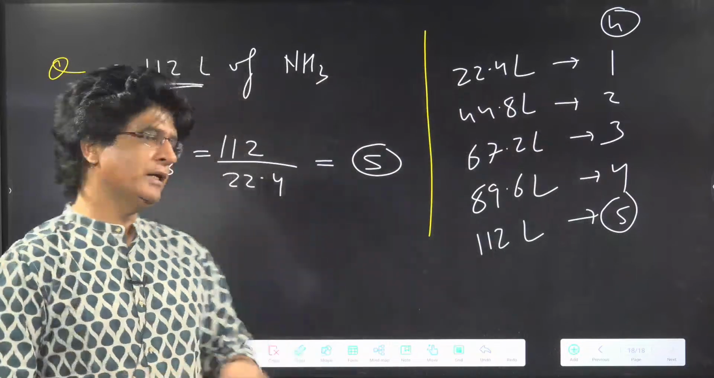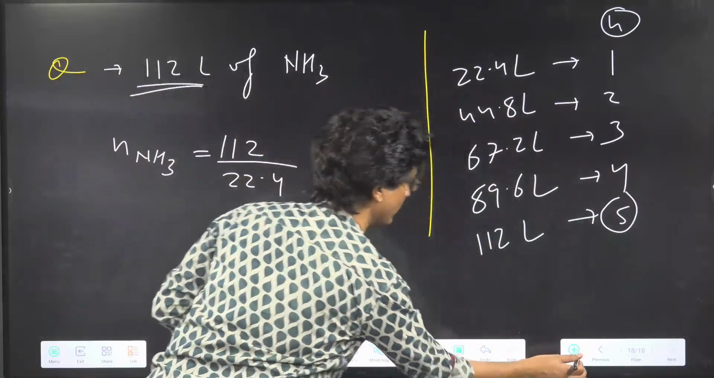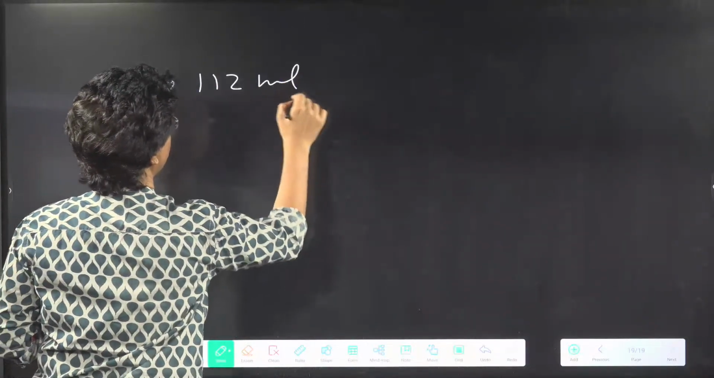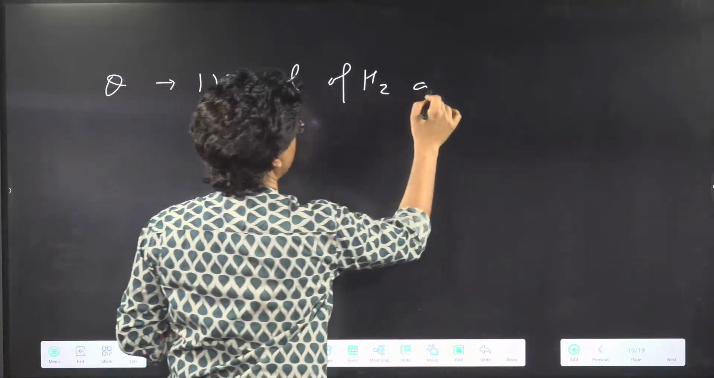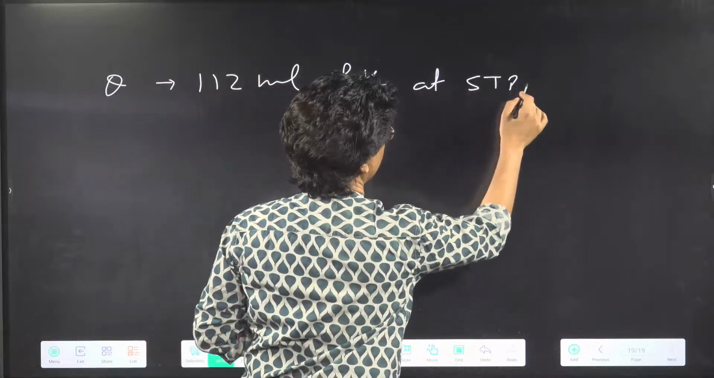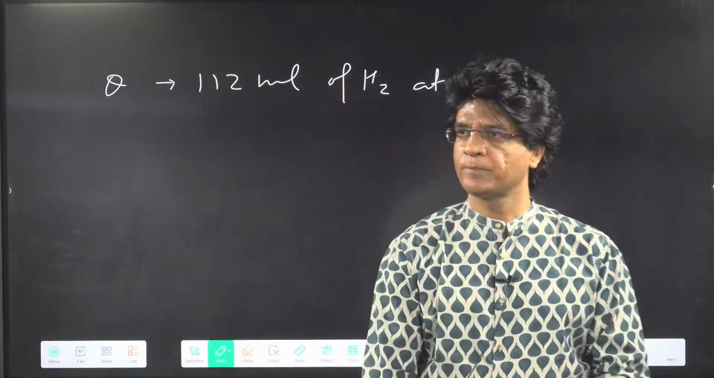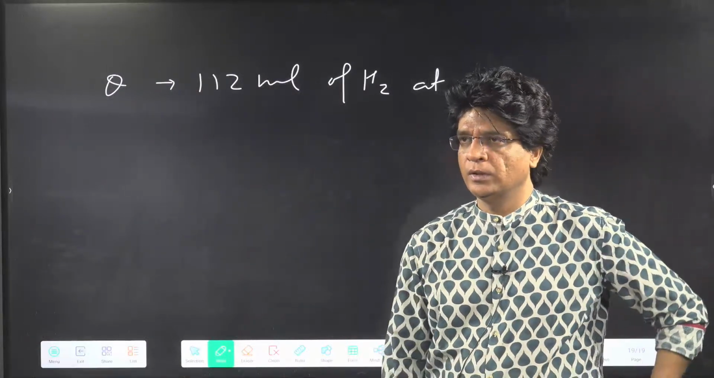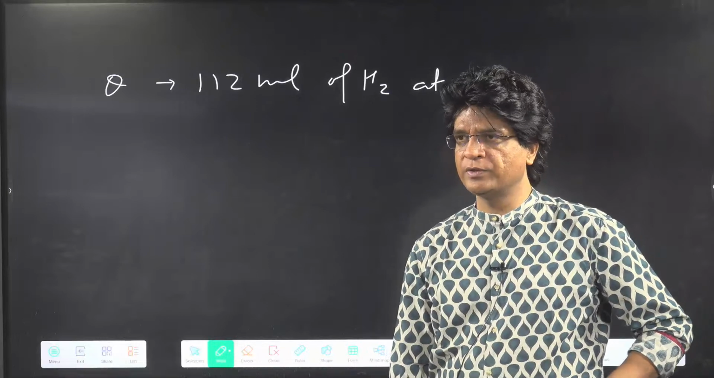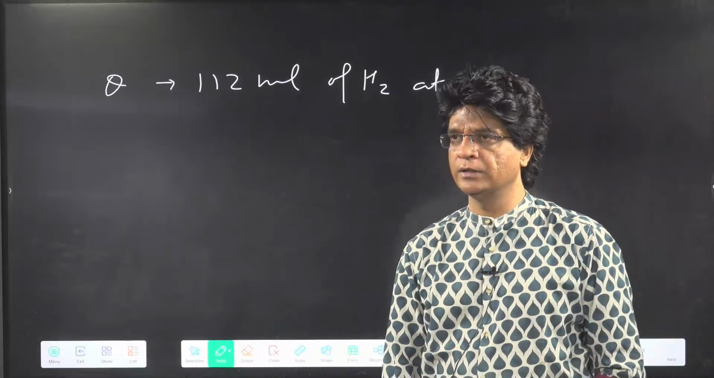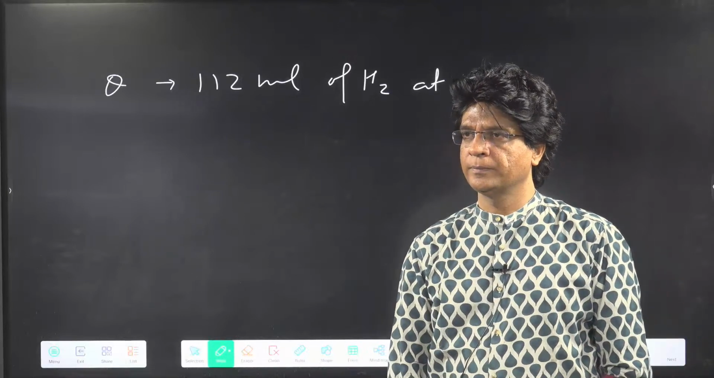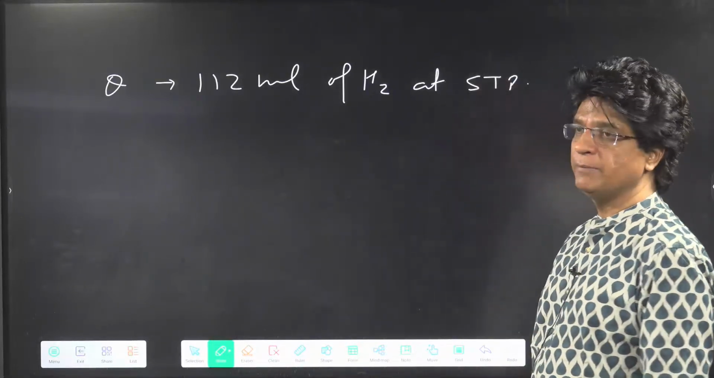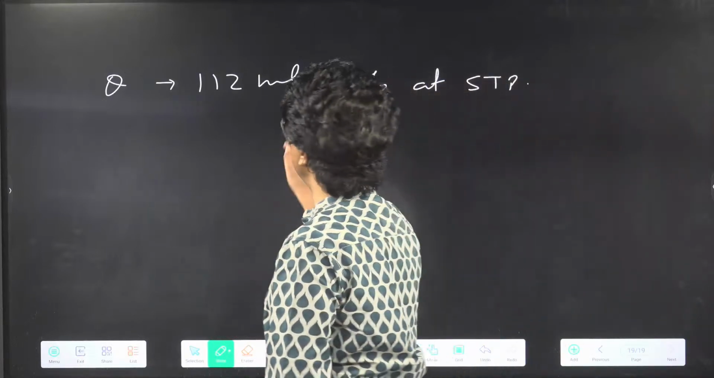Very, very helpful. Now, let's do one more thing. So I'm giving you 112 ml of hydrogen at STP. Find the number of moles. Be very careful with that, not only with the powers, but also with the units. This is 112 ml.